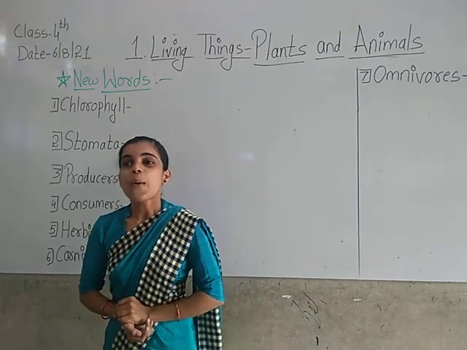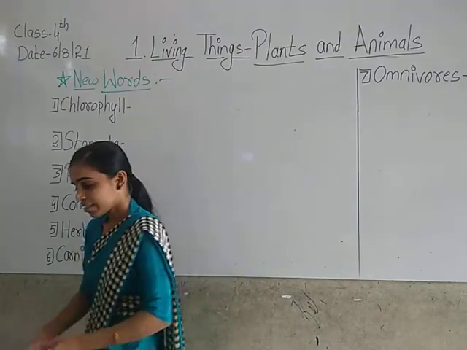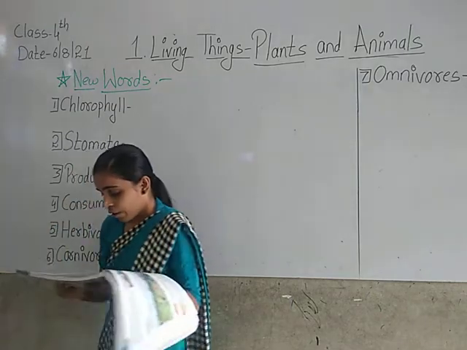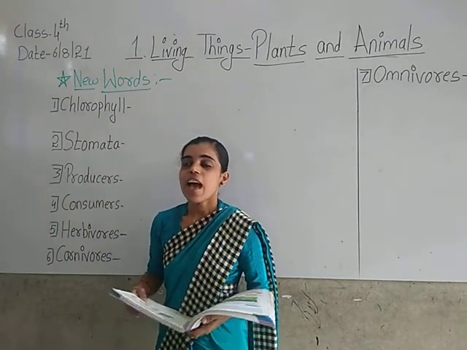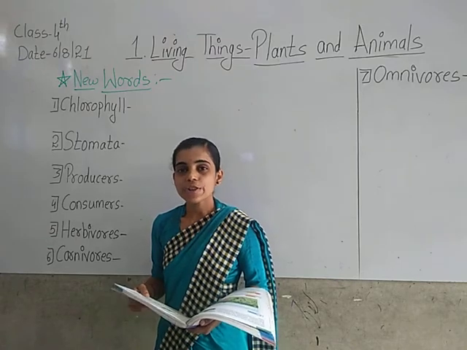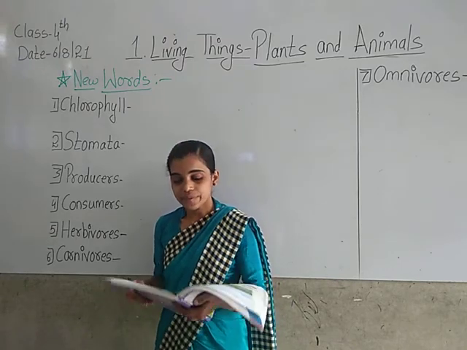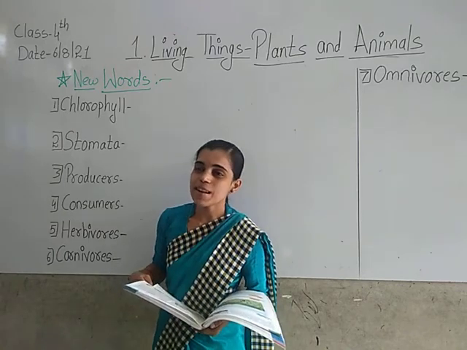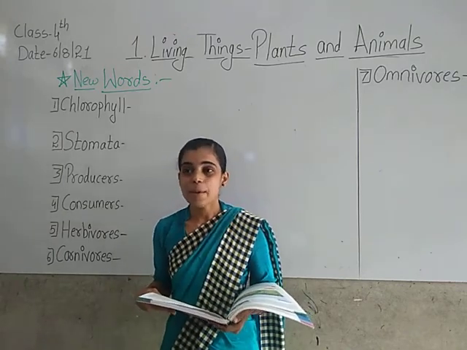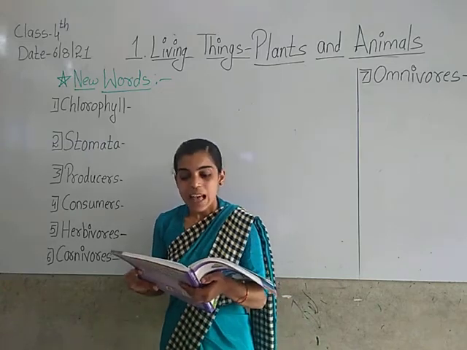So, children, open your EVS textbook. Just open page number 169. Everyone, open page number 169. Difference between plants and animals. So, let us revise the points one more time.